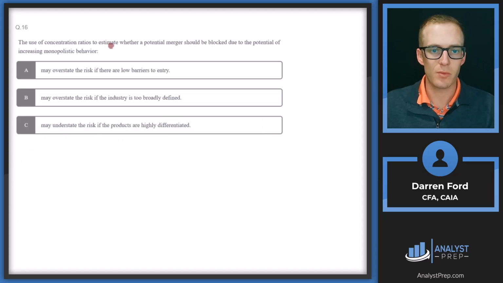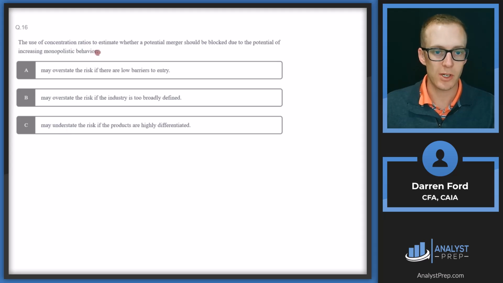The use of concentration ratios to estimate whether a potential merger should be blocked due to the potential of increasing monopolistic behavior. A, may overstate the risk if there are low barriers to entry. B, may overstate the risk if the industry is too broadly defined. Or C, may understate the risk if the products are highly differentiated. So if products are highly differentiated, then this would be more likely to overstate the risk.